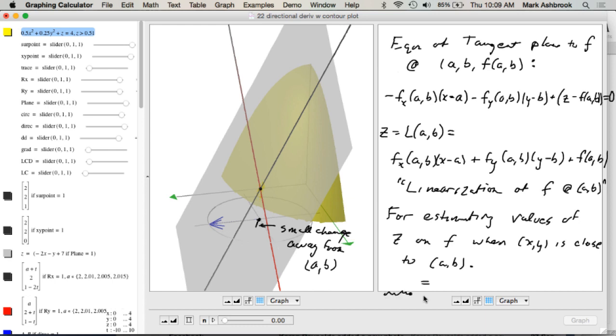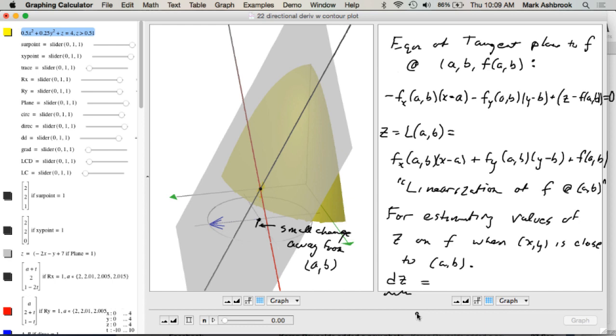I'm asking for what, first of all? What is that called? I'm going to change my location away from AB just a little bit in any direction, and I want to know how much the value of z changes. So I'm asking for what mathematical thing? Those who said dz, congratulations. That's what I'm asking for. I'm asking, what is dz?